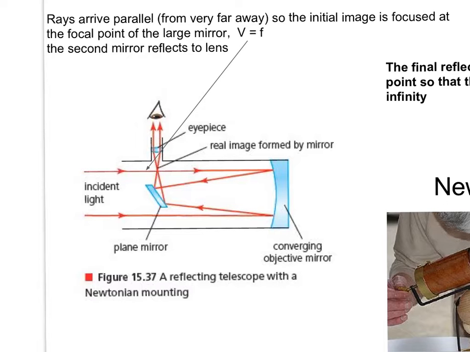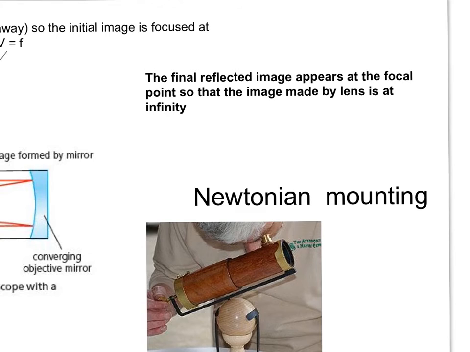So let's have a look at the two telescopes that you need to be familiar with. The first one, Newtonian mounting. These are telescopes where you look through the side here and you can see what's coming in through here, up there. So there's a change in direction of the light. Now the final reflected image appears at the focal point of the mirror. So the image of the lens is at infinity. Okay, so that's an important point to remember. The image is at infinity.